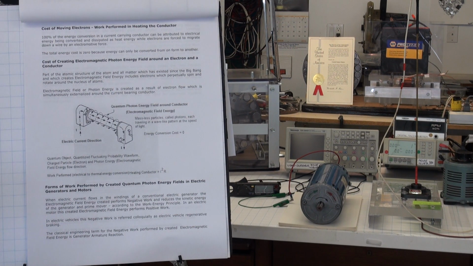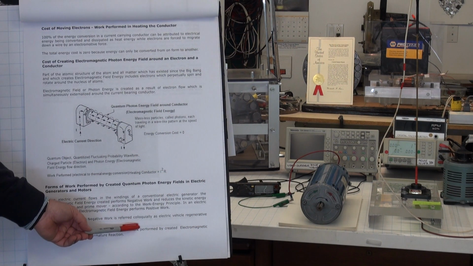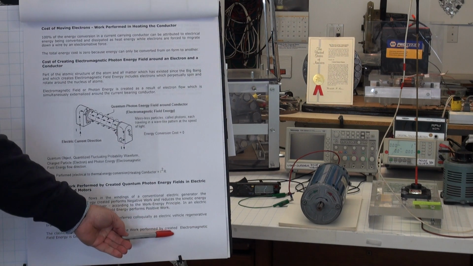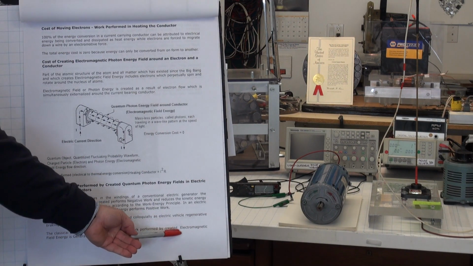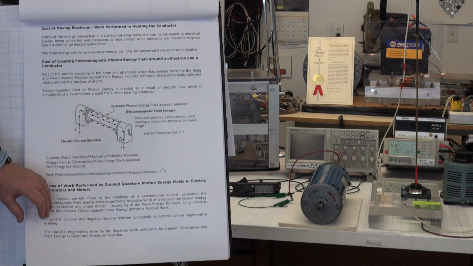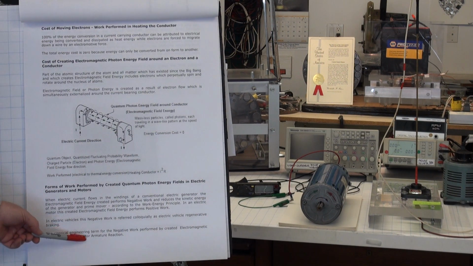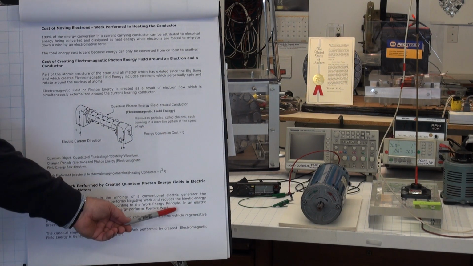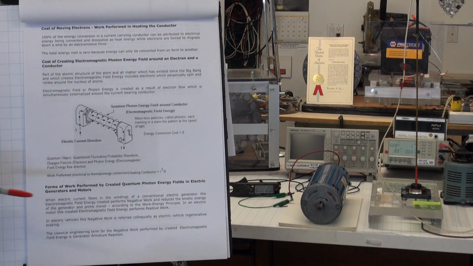The classical engineering term for the negative work performed, or the counter electromagnetic torque performed by the created or externalized electromagnetic field energy, is generator armature reaction. Most people these days don't even know what generator armature reaction means. But just about everybody knows what regenerative braking is, but they don't know that it's negative work.